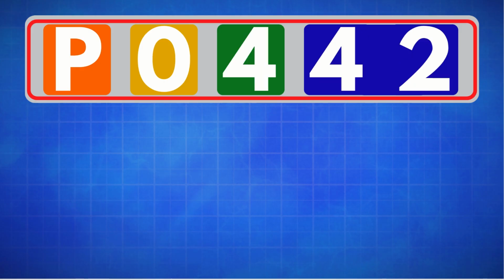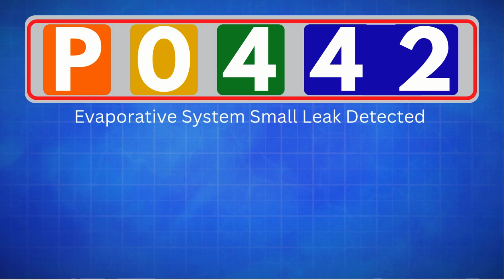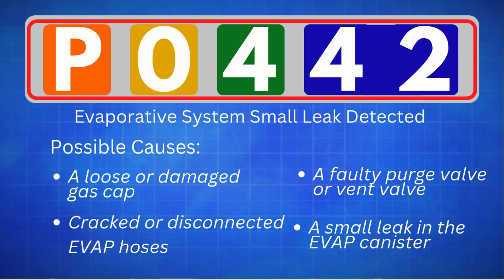Then we have P0442, which stands for EVAP system leak detected. This code indicates a small leak in the EVAP system, which is responsible for preventing fuel vapors from escaping into the atmosphere. Common causes include a loose or damaged gas cap, cracked or disconnected EVAP hoses, a faulty purge valve or vent valve, or a small leak in the EVAP canister.